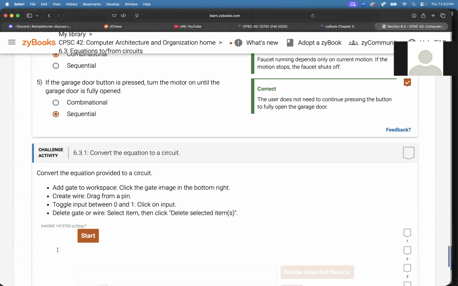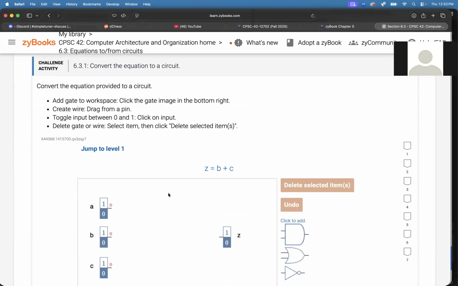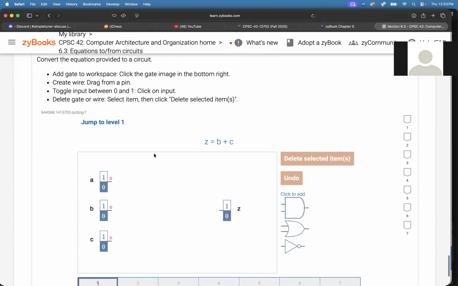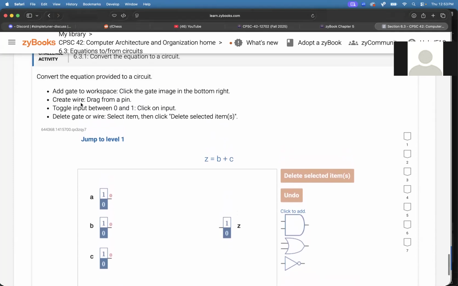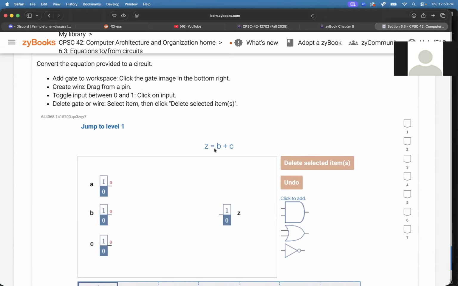All right. What is this? Oh, cool. We get to draw circuits. Add a gate to a workspace. Oh, how do we do this? Let's find out. Z equals B plus C. So B plus C is an OR. So we just put this.